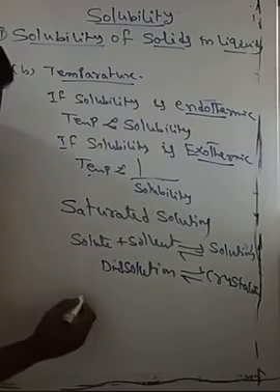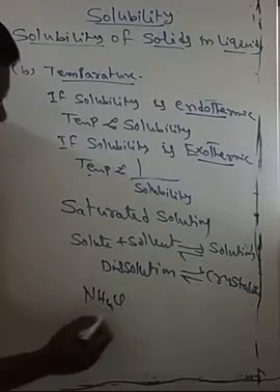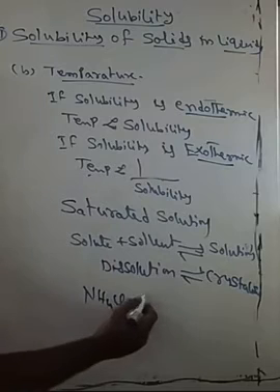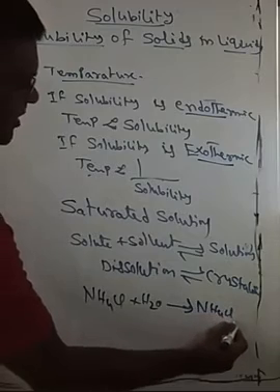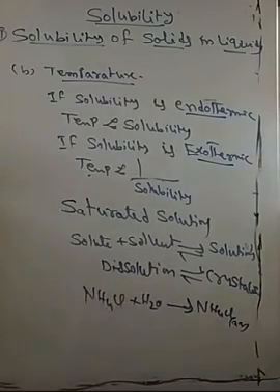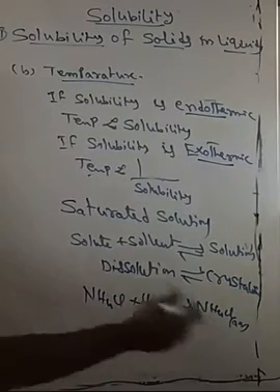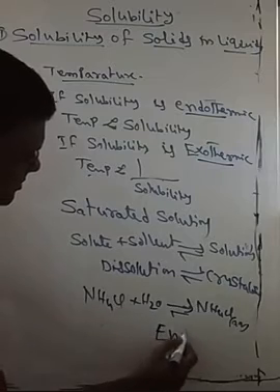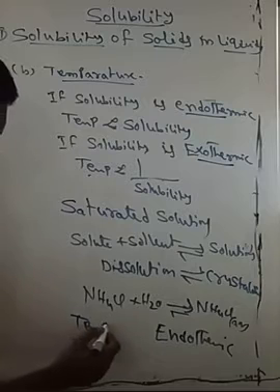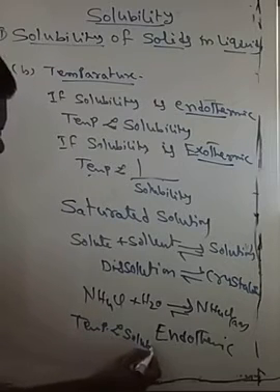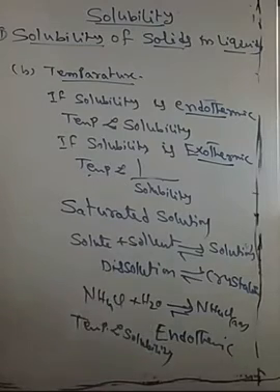So for example, you can take ammonium chloride, NH4Cl, dissolved in water to form NH4Cl solution. The formation of the solution, this process in the forward direction, heat is absorbed. That means it is an endothermic process. So in this endothermic process, as temperature increases, the solubility also increases for ammonium chloride.